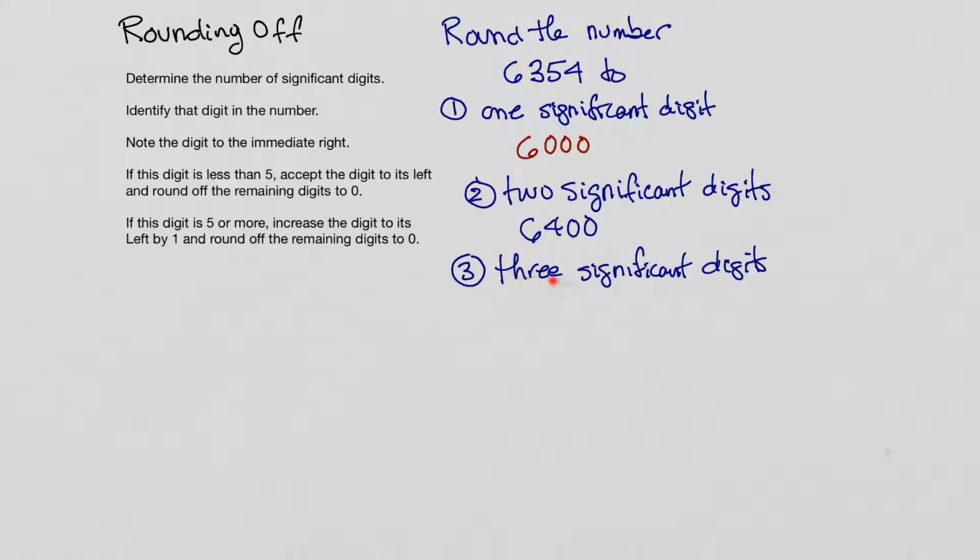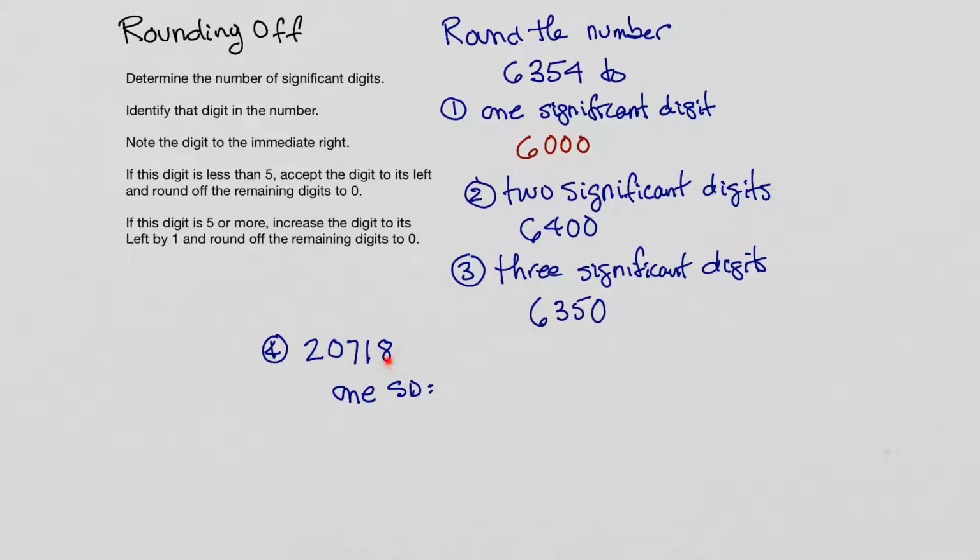So to round this number now to 3 significant digits, here's our first, second, third. So we're going to round to this tens position. Look at the number immediately to the right. It's a 4. So it's below 5, so we're going to round it down to 0. And we don't need to increase. We just accept this one as it is. So we are going to get 6, 3, 5, 0.